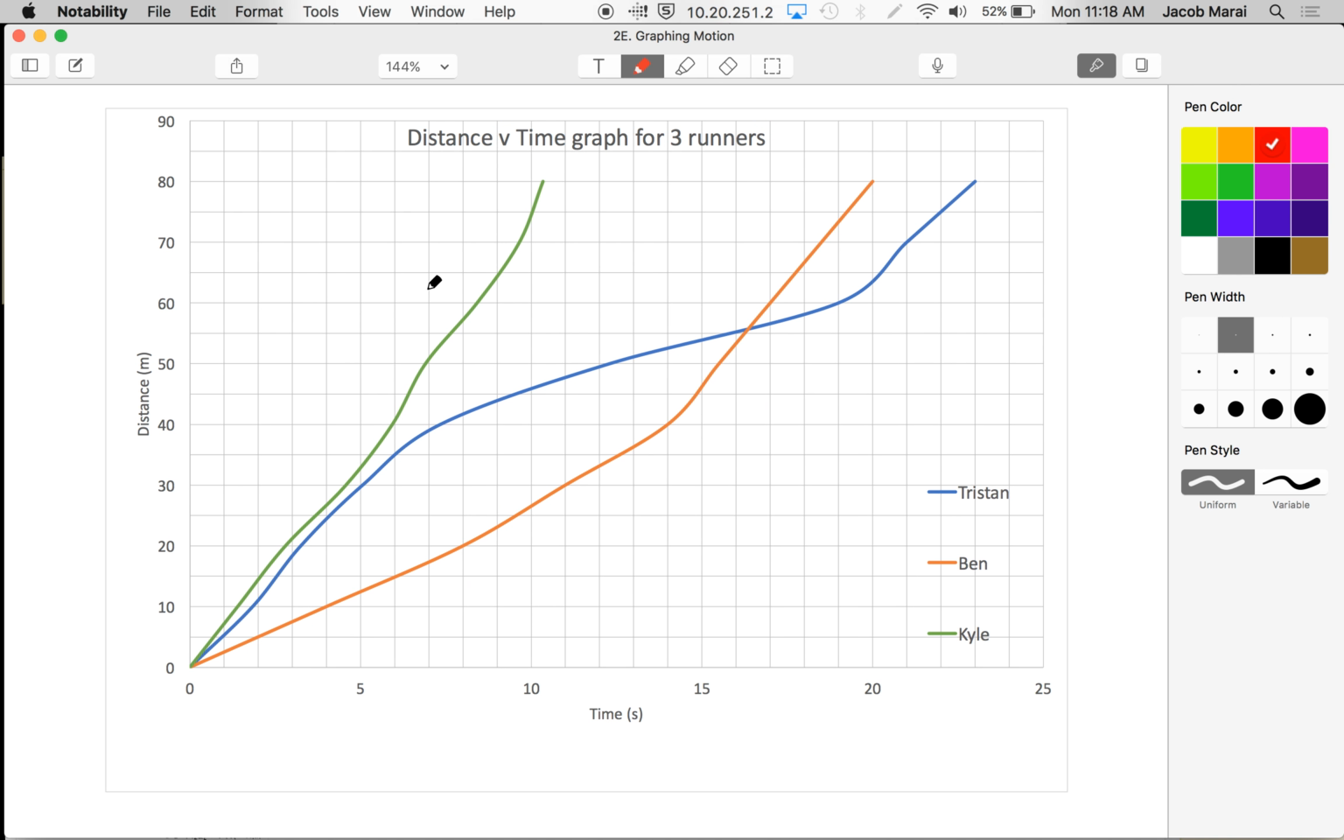So, imagine now, here we have a graph with 3 runners, and they were instructed to run a distance of 80 metres. We actually did this. Tristan, Ben and Kyle were from Trinity. I got their data when I was teaching at Trinity. And we didn't have a stopwatch every 5 centimetres. Imagine you just had an infinite line of stopwatches. And every time you ran past that stopwatch, it stopped. We would be getting so close to the instantaneous velocity.